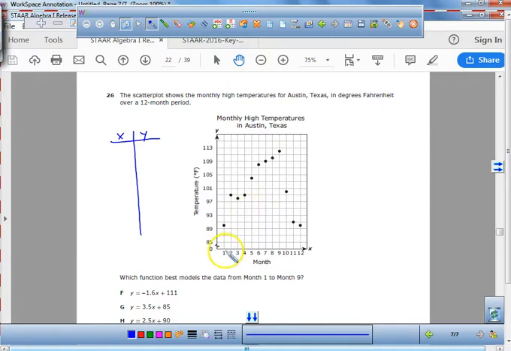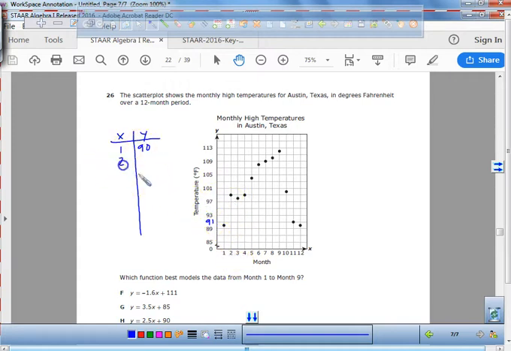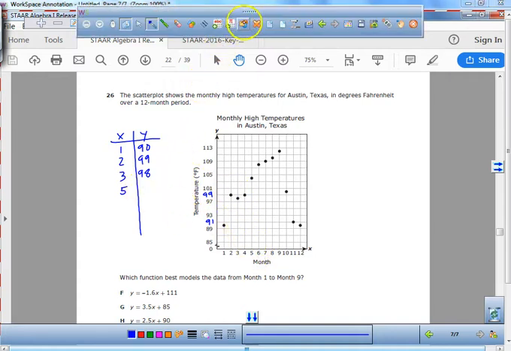All right? So, what would you guys say that this point is? At 1 and about what? That's 91, right? So 1 and 90? Yeah. 1 and 90? What about this one? 2, 99, 3, 98, and 4, sorry, not 5, 4. My bad. 4 and another 99.